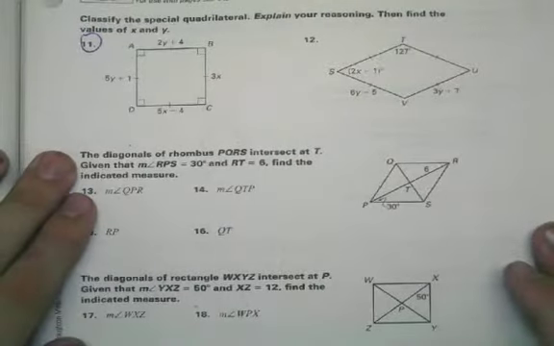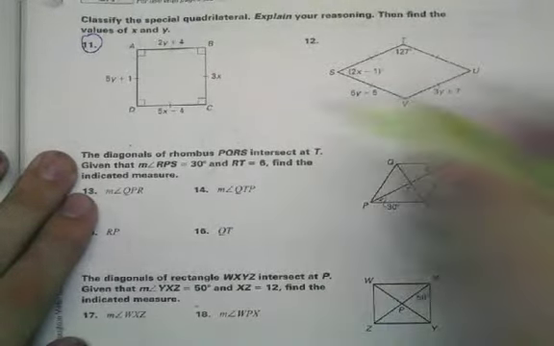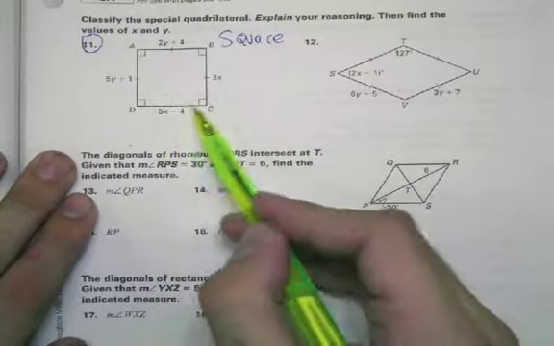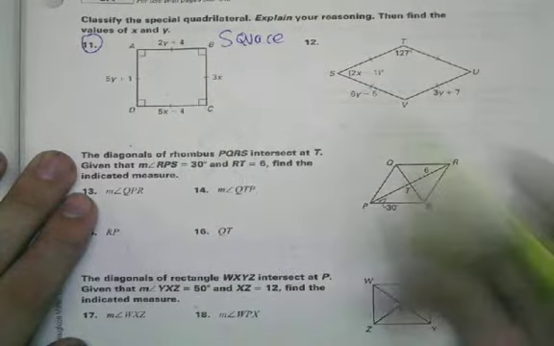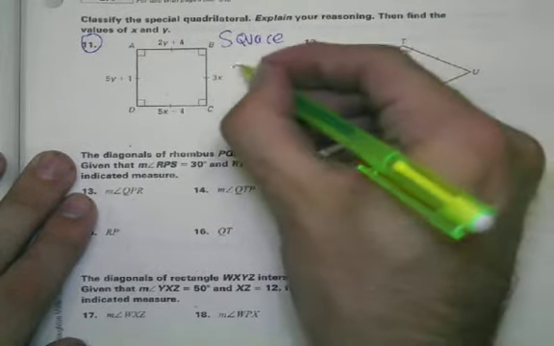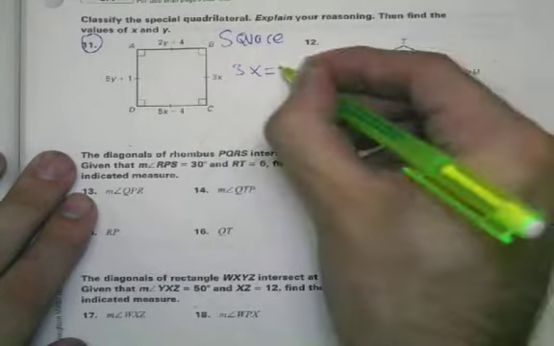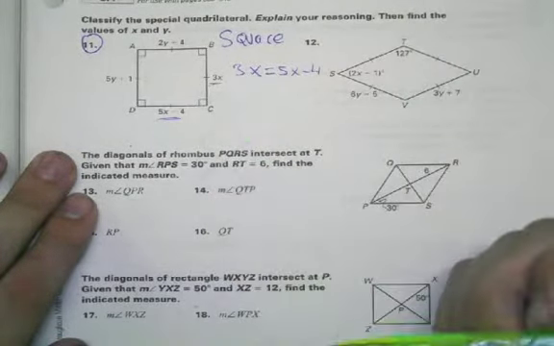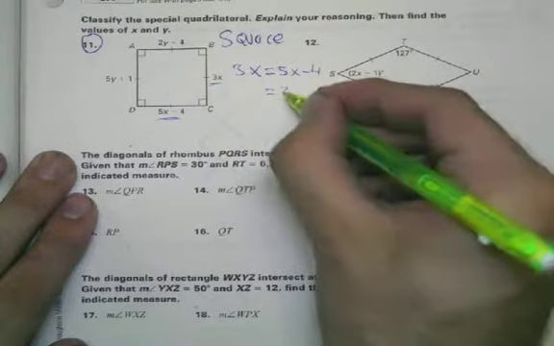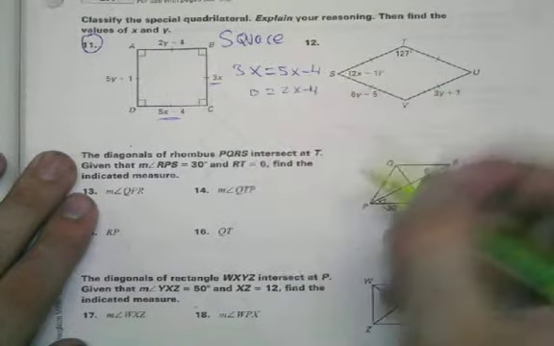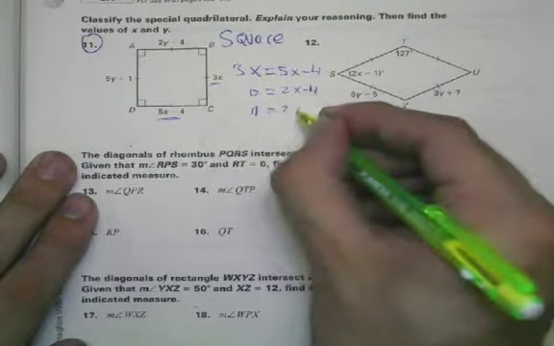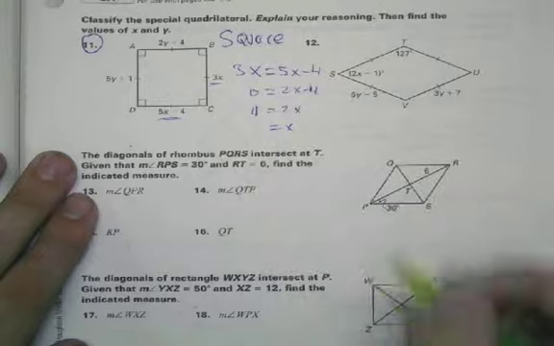All right, let's go on to this one. If we look at 11, well, I know that I can classify this as a square because we have 90, 90, 90, 90, congruent, congruent, congruent, congruent. And I can find x because I know 3x is going to equal 5x minus 4. That this equals this. I subtract 3x from both sides, add 4 to both sides. 4 equals 2x. x equals 2.